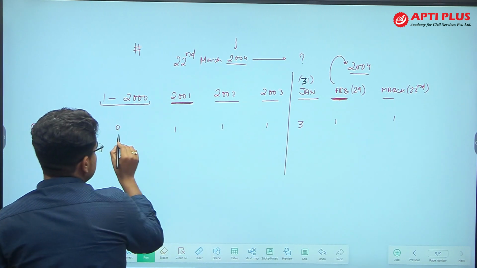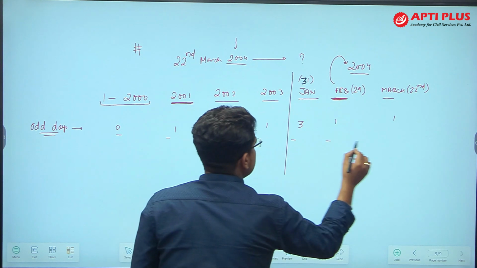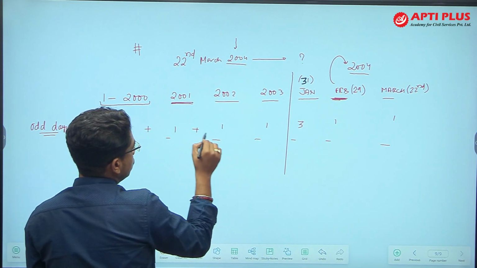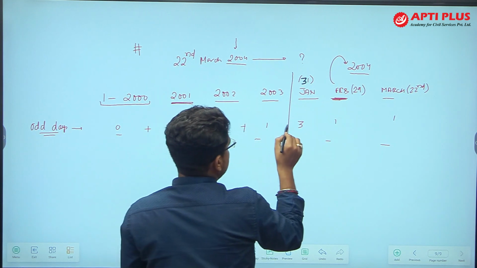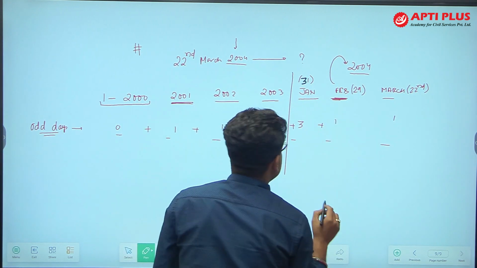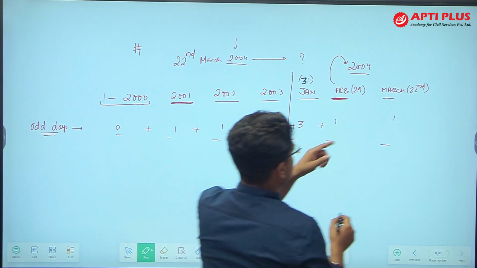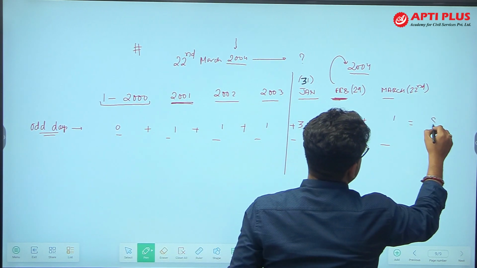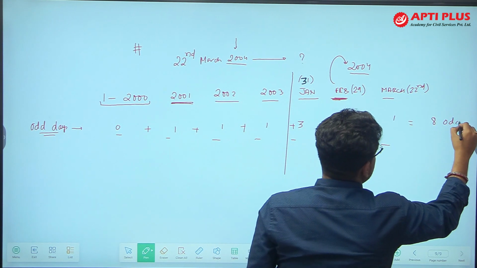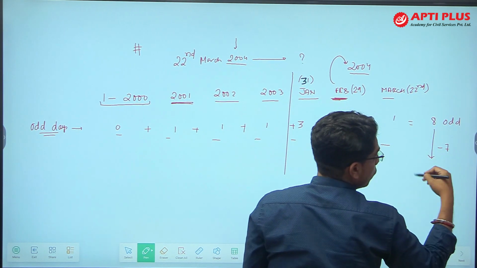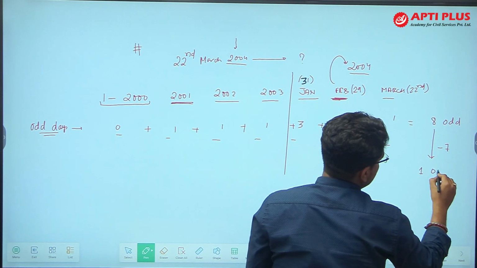Now the next step says simply add up all the odd days. How much will I get? So let me add 0 plus 1 plus 1, this is 2, plus 1 is 3, plus 3 is 6, plus 1 is 7. Okay, one more is there, 8. So total odd days come out to be 8. Now understand, 8 odd days would mean if you subtract 1 week, 7 days, finally you are left with 1 odd day.